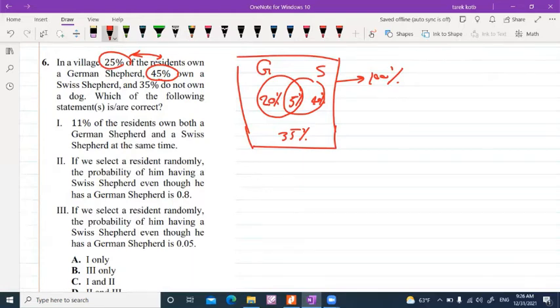Okay, let's see the statements and see which is correct. 11% of the residents own both German Shepherd and Swiss Shepherd. That's not correct. It's only 5%. If we select a resident randomly, the probability of him having a Swiss Shepherd, given that he has a German Shepherd, is 0.8, meaning 80%. That's not correct. If we select a resident randomly, the probability of him having both a Swiss Shepherd and a German Shepherd is 5%. This is the only correct one. So the answer here is B, only 3.